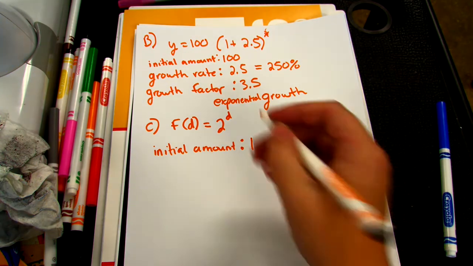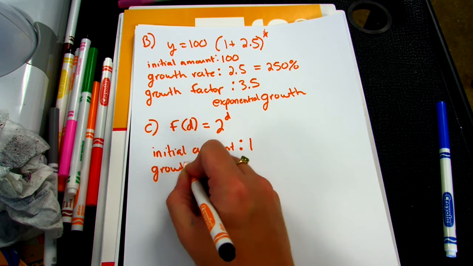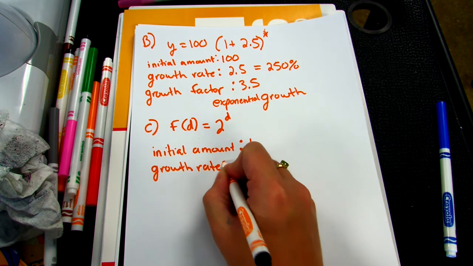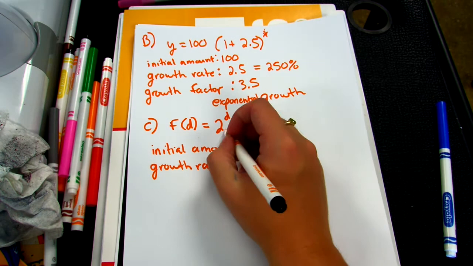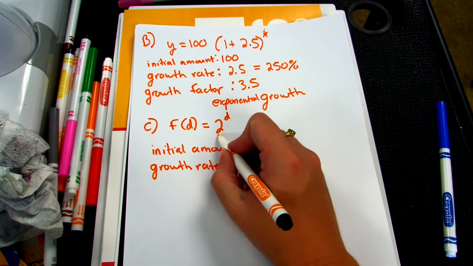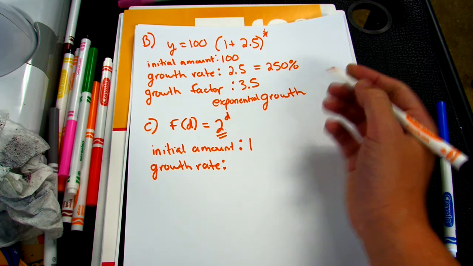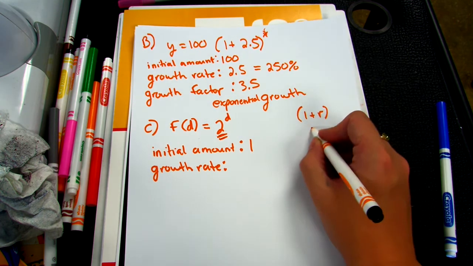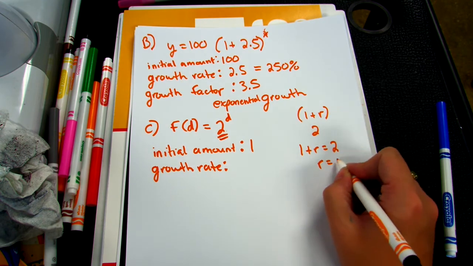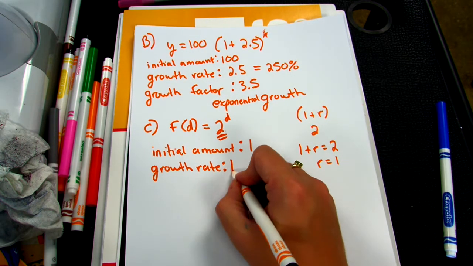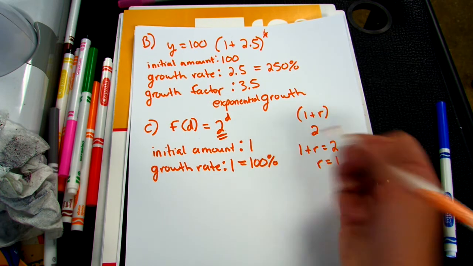Now we need to do our growth rate. So our growth rate is what we're going to add to 1. I don't see anything added. I just see a 2. But remember, this 2 is your growth factor. So your growth factor is 1 plus r. So if your growth factor is 2, that means that 1 plus r is equal to 2, which means r is equal to 1. So your growth rate is 1, but if we write it as a percent, that would be 100%.